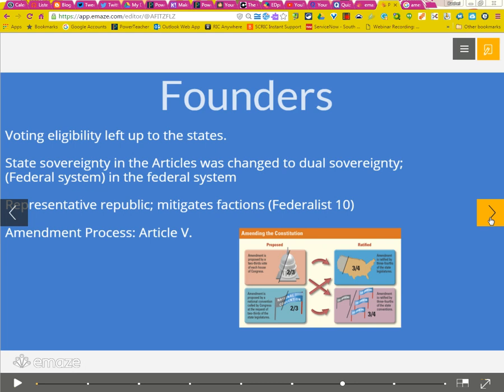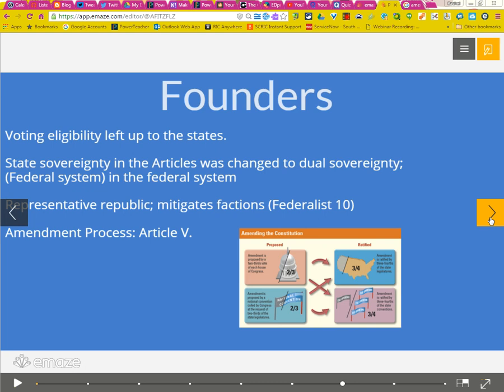And then the amendment process that's set up in Article 5, if you look at this chart, the national government can be involved, but the states have to be involved. And so the amendment, for example, could be proposed by a 2/3 vote of each house in the Congress. And then there's two things that could happen. It could go to the states, and 3/4 of the state legislatures could ratify it, or it could be ratified by 3/4 of state conventions.